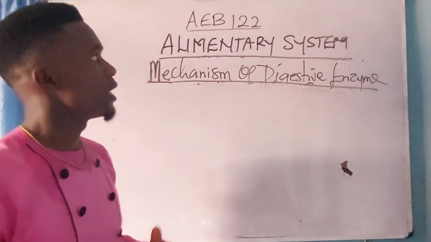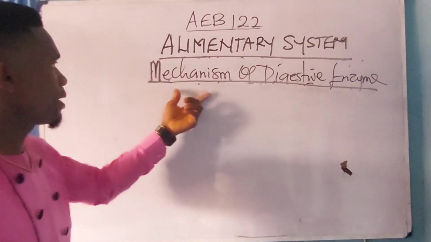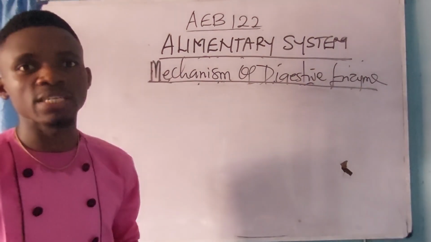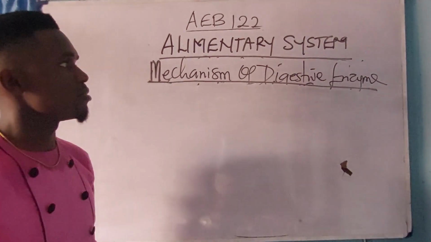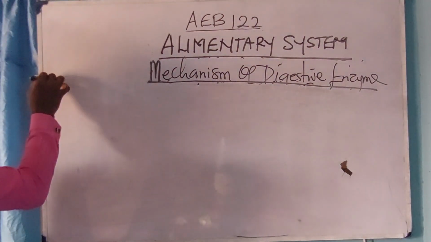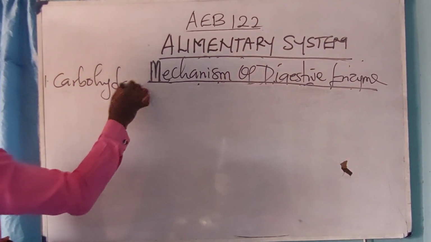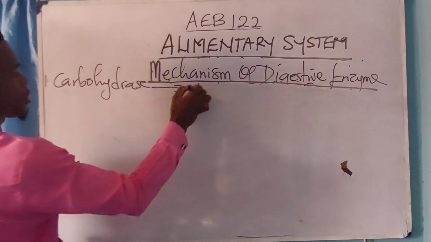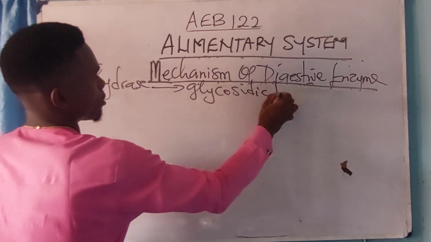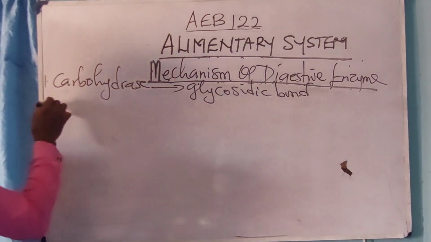In today's video, I shall be taking us through the alimentary system, a subtopic called mechanism of digestive enzymes. In this video, we are going to be treating the various enzymes that speed up the rate of our digestive process. The various enzymes are, one, the carbohydrases. These carbohydrases act on glycosidic bonds. As we progress, I shall be discussing more on carbohydrates too.